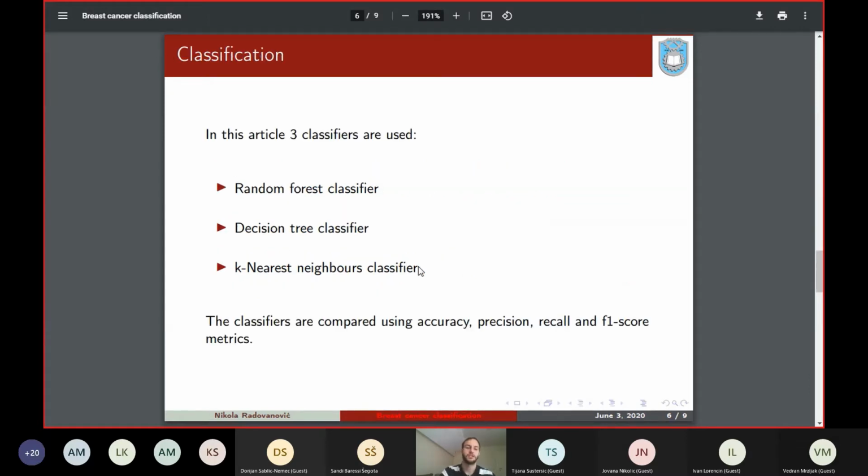In this article, 3 different classifiers are used: random forest classifier, decision tree classifier, and k nearest neighbors classifier. The classifiers are evaluated and compared using different metrics like accuracy, precision, recall, and F1 score.